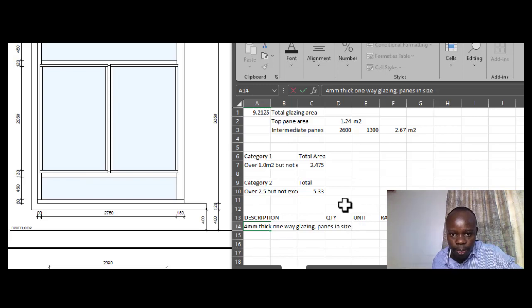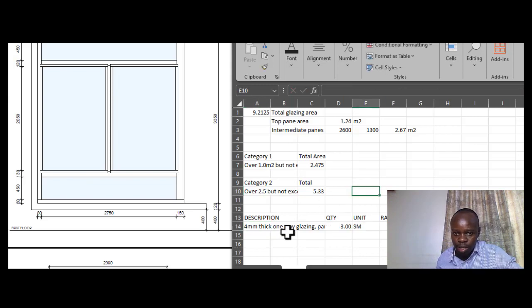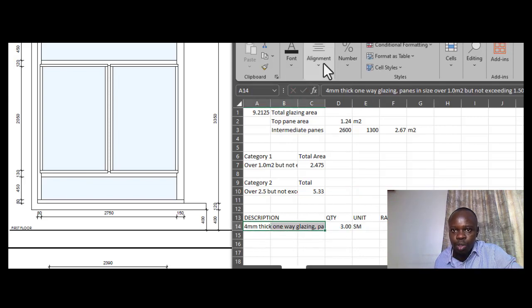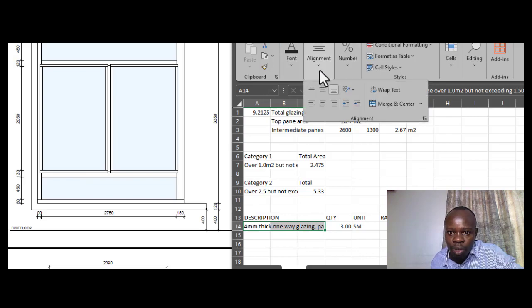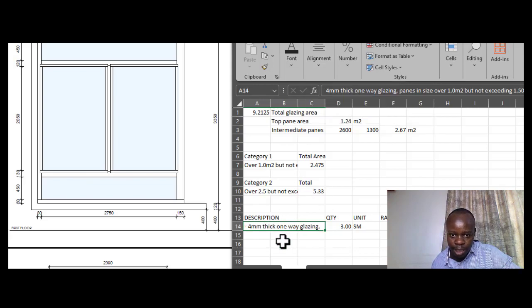Panes in size. So for the first category, over 1.0 square meters, but not exceeding 1.50 square meters. So that is now your full description of that particular category. Then the other category, you will do the same, describing it just the same way we've done for this.